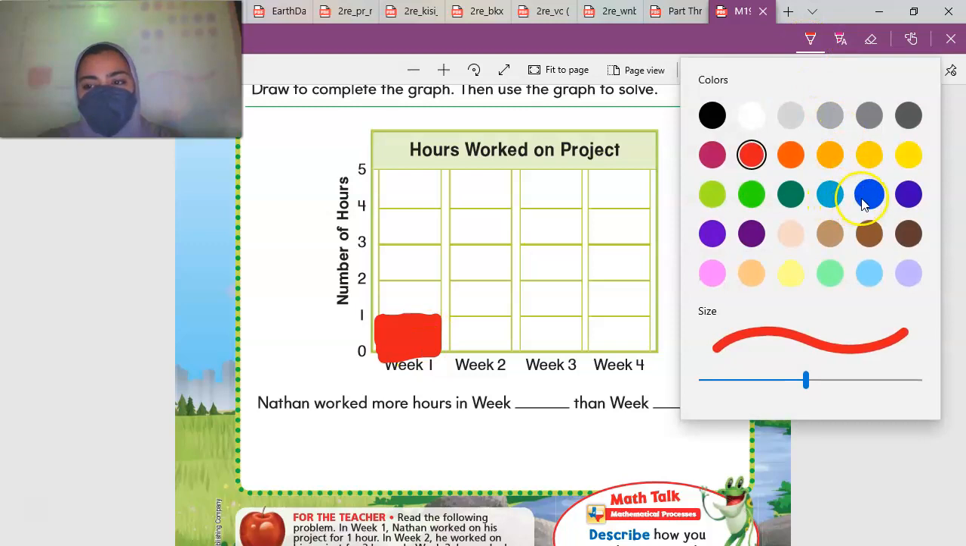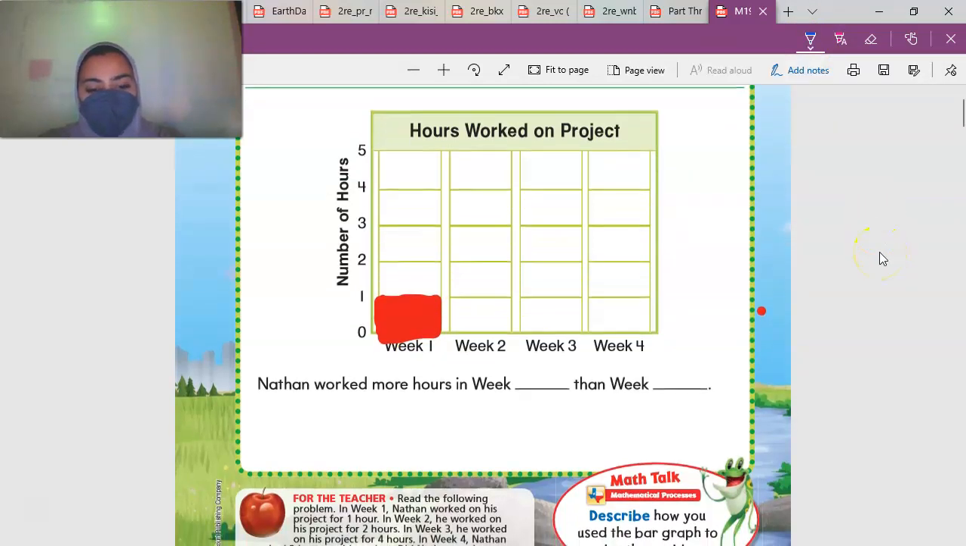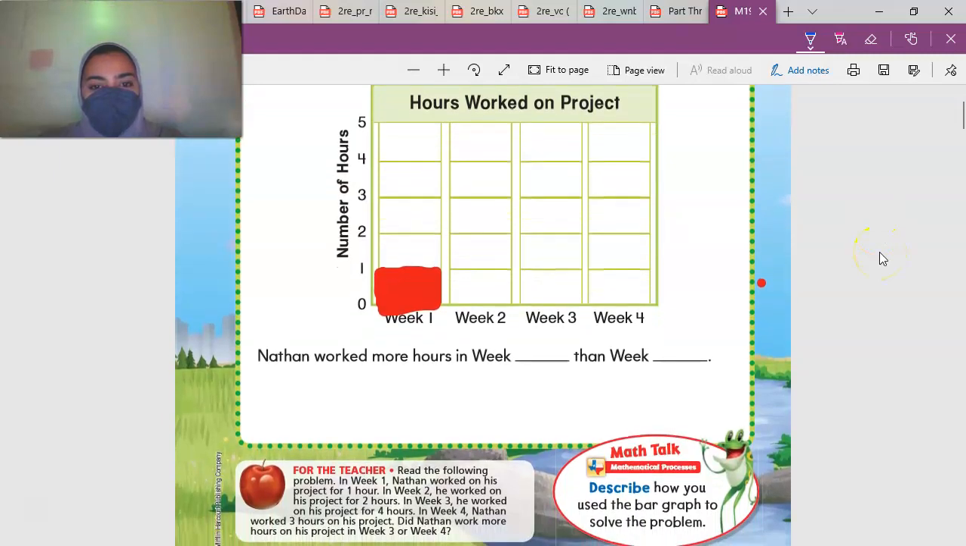Now for the next bar, I'm going to change my color. In week 2, he worked on his project for how many hours? In week 2, he worked on his project for 2 hours. So how many boxes am I going to color in for week 2? 2. 1, 2. I'm going to color in 2.